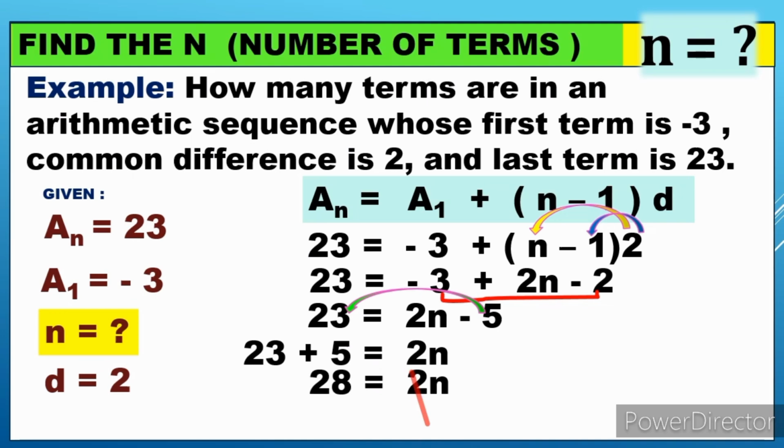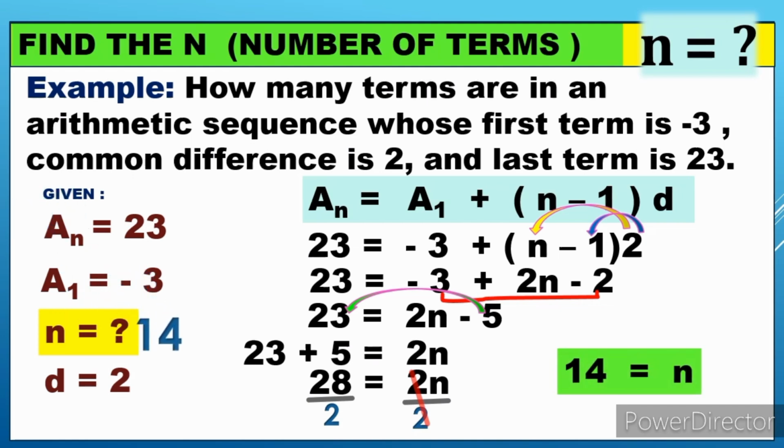23 plus 5 equals 28, equals 2n. Okay, again, to solve for n, we're going to divide both by 2. So now we have 2n divided by 2 is equal to n. 28 divided by 2 is 14. Okay, therefore, the number of terms is 14. So, therefore, 23 is the 14th term of the given sequence.